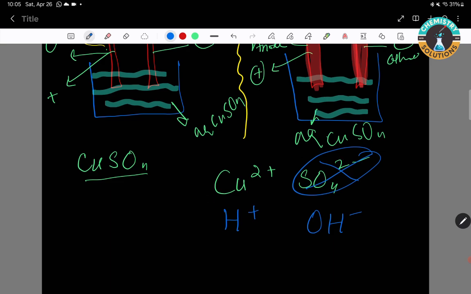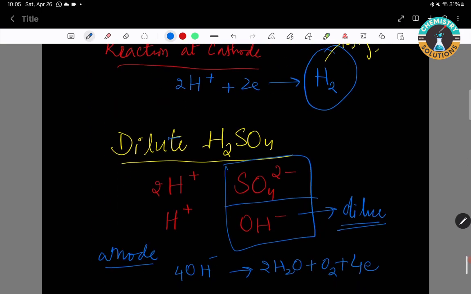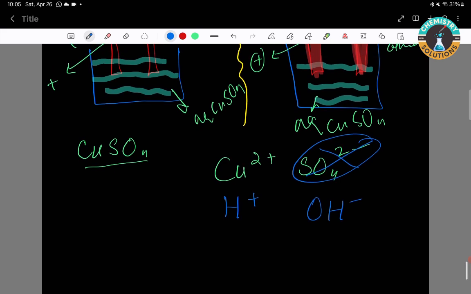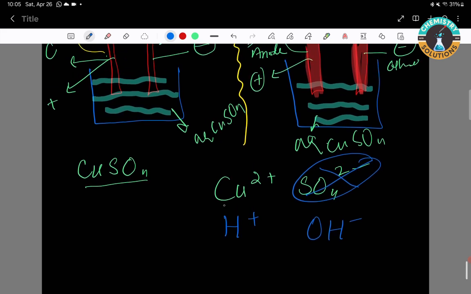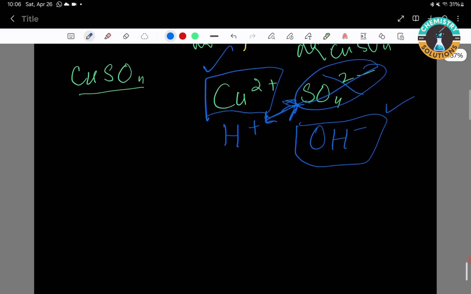Now check the reactivity series. If you see the reactivity series, copper is present below hydrogen. So copper will discharge. We have already talked about this: copper will discharge because it is lower in the reactivity series. Hydrogen ions are more reactive than copper, so copper ions will discharge, whereas hydroxide ions will go. The concentration of sulfuric acid will become high when hydroxide ions move towards the electrode and become oxygen and water. These are the products for the hydroxide ions.